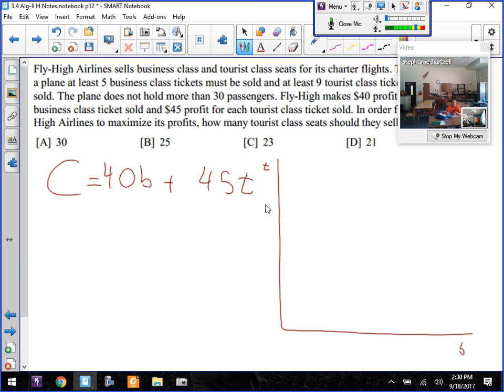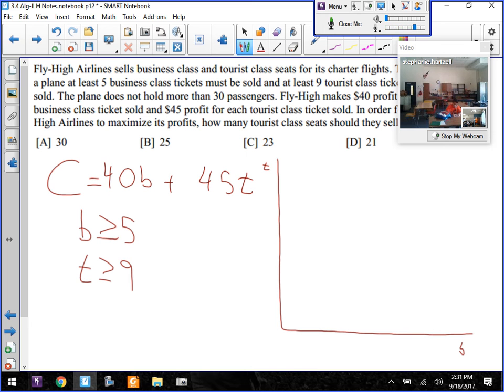All right, now next part, it talks about you need to charter. In order to charter the plane, you have to sell at least 5 business. So what's the minimum amount of seats you can sell for business? 5. So for business, you have to sell at least 5. Tourists, you have to sell at least 9, I believe it said.